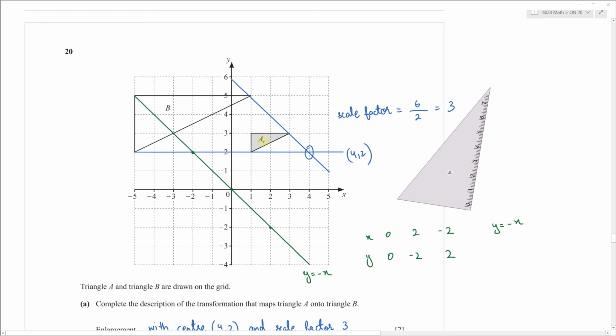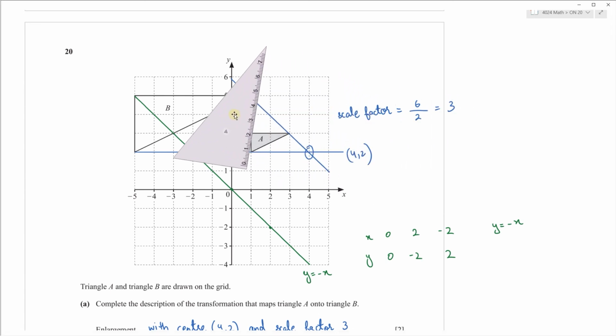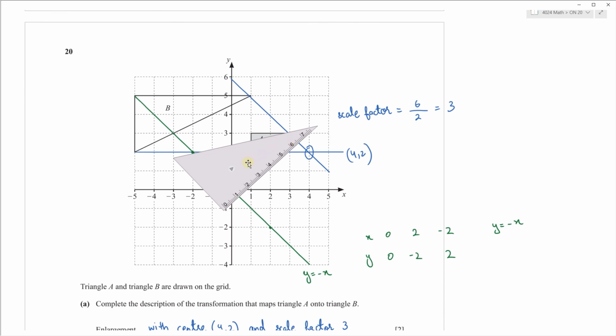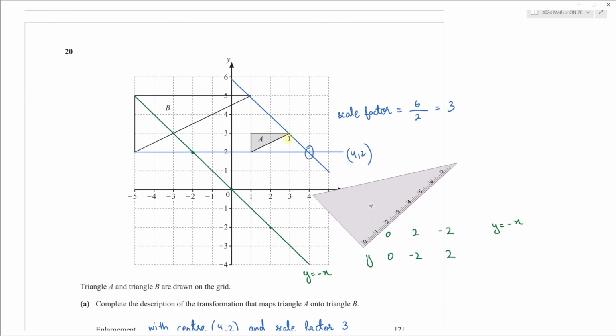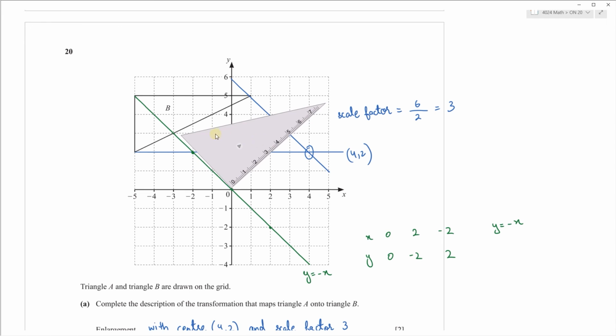Now I need to reflect this triangle A along this line y equals minus x to get my triangle C. So let's do that. For that, I'll use my set square. So you have to measure the perpendicular distance of each of these three vertices from this line. So you make sure that your set square is aligned with your line of reflection. It's parallel like this. Okay, now it looks good.